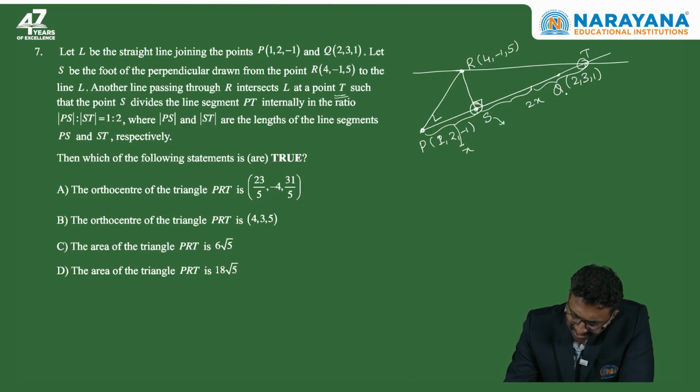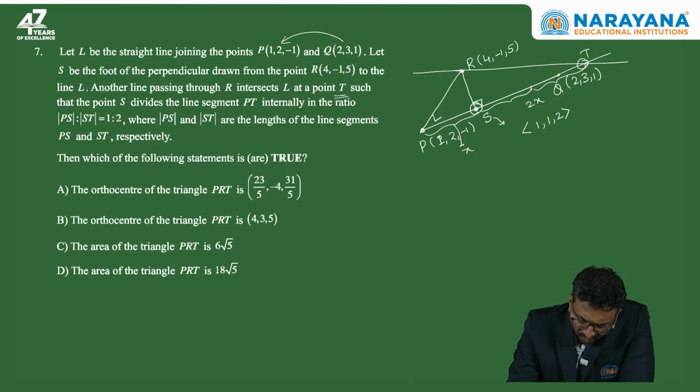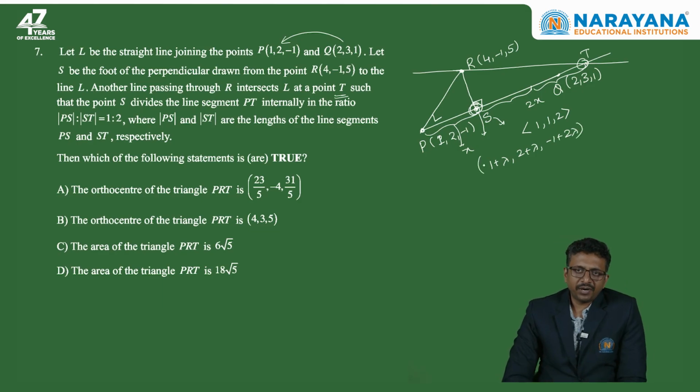So what are the DRs of this line? The DRs of this line are 2 minus 1, 3 minus 2, 1 plus 1, that is 1, 1 and 2, right? If you subtract the coordinates, you get the DRs of the line. So any general point on this line, I can assume S as a general point: 1 plus lambda, 2 plus lambda, minus 1 plus 2 lambda.